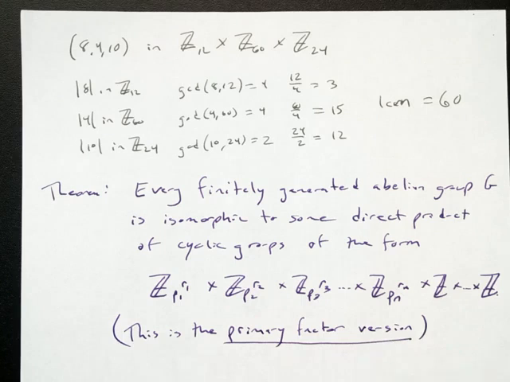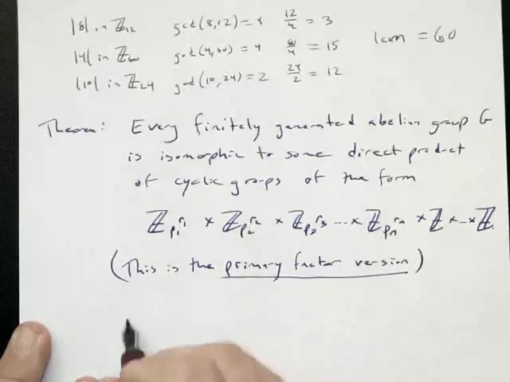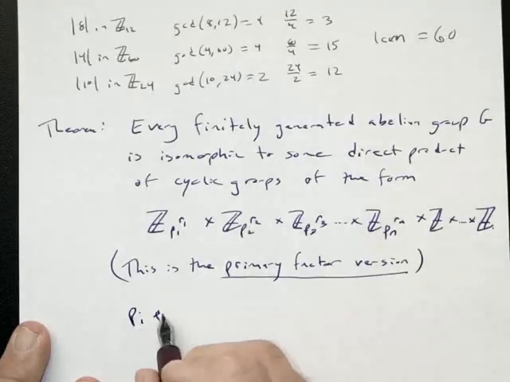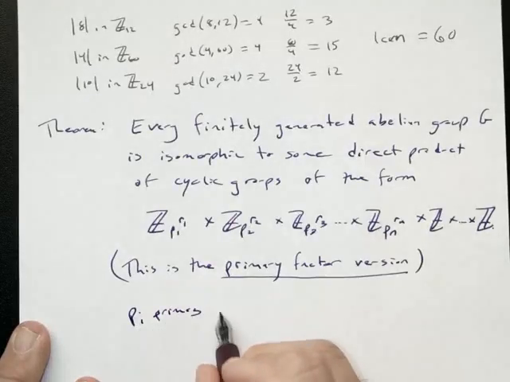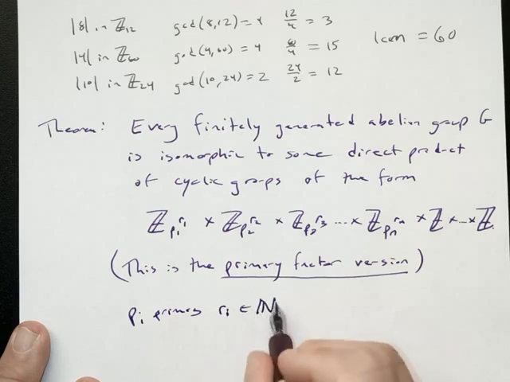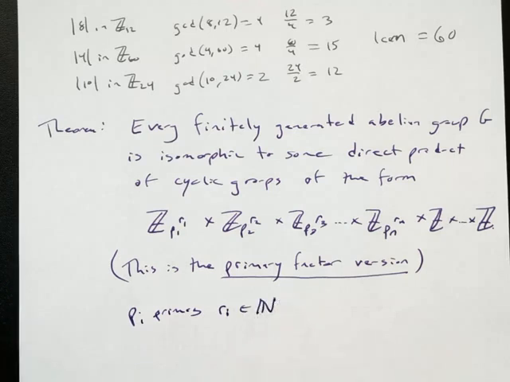Now, the p_i are primes. The r_i are natural numbers. And there could be multiple copies of Z at the end, because I said this was a finitely generated group, not a finite group. And the integers are finitely generated, despite it being infinite. This is unique up to a rearrangement of the factors.